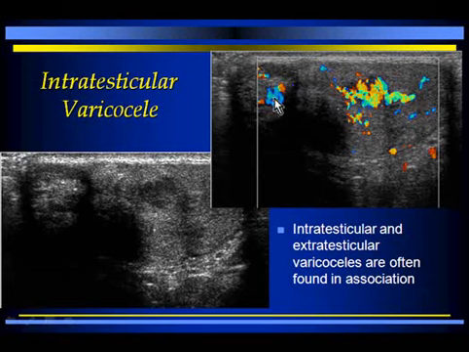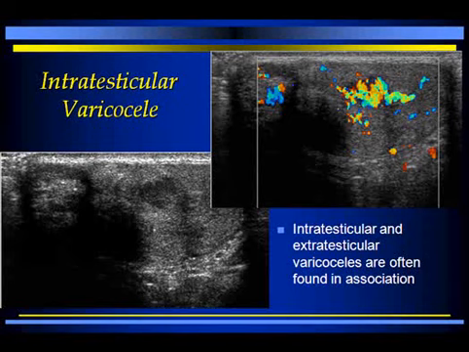This is a testis, and the Doppler shows you there's a dilated tubular structure within the testis, and that tubular structure is a varicocele. And you know it's a varicocele because of the flow, but it's also often associated with extratesticular varicoceles. And when you see the tubular structures inside and outside, they're going to be varicoceles inside and outside. As opposed to, if you didn't see the varicocele outside, you might have thought that was going to be dilated rete testis if you did not have the Doppler flow.